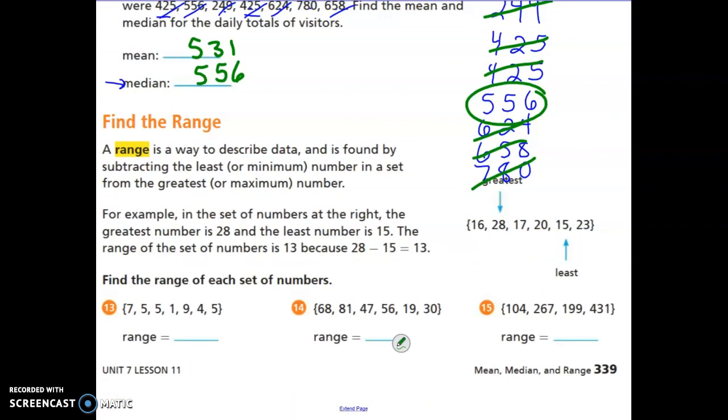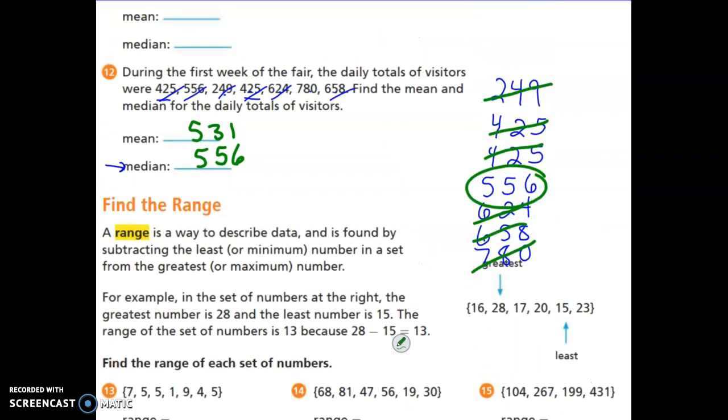All right, next up we are going to do the range. The range is easy once you have your numbers written in order from least to greatest. You find it by subtracting the least from the greatest. So my greatest number was 780 here before. My least number was 249. All I have to do is subtract those and I have the range. Don't forget to borrow. So my range is 531.